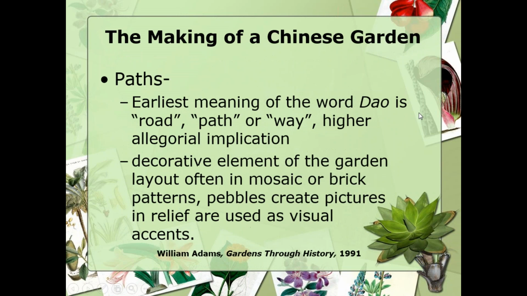Paths. The earliest meaning of the word dao is road, path, or way. Higher allegorical implication. Decorative element of the garden layout, often in mosaic or brick patterns. Pebbles create pictures in relief and are used as visual accents.